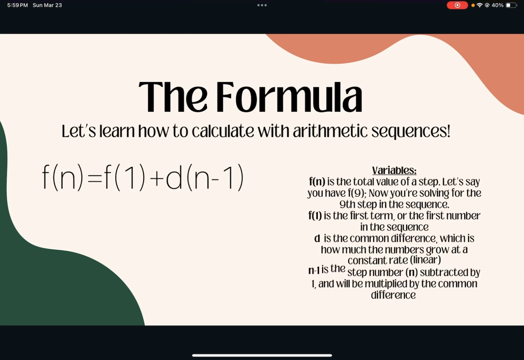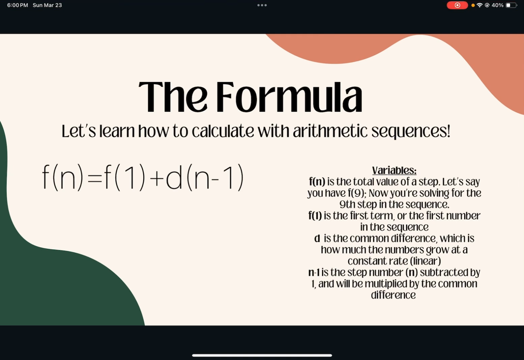So f of n is the total value of the entire equation of the step. Let's say we have f of 9. That means we're solving for the 9th step in the sequence. F of 1 is the first term, or the first number in the sequence. D is the common difference, which is how much the numbers grow at a constant linear rate. N minus 1 is a step number. N is the step number, but it will be subtracted by 1, and it will be multiplied by the common difference.